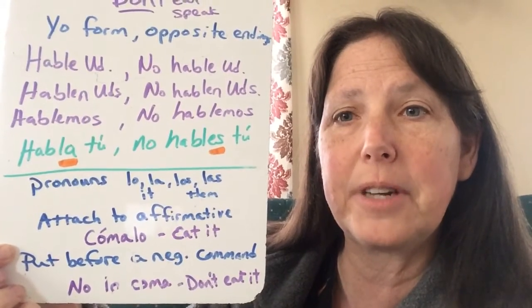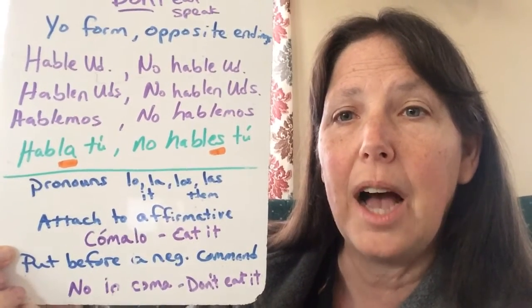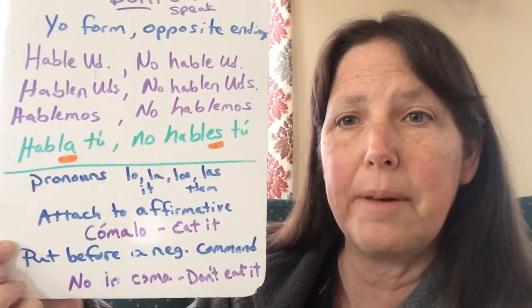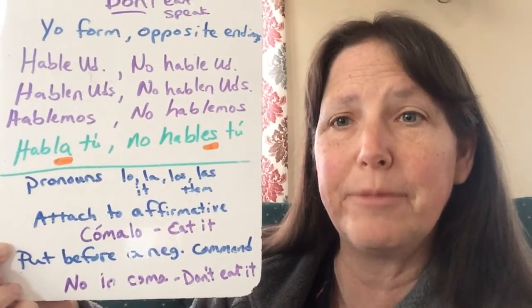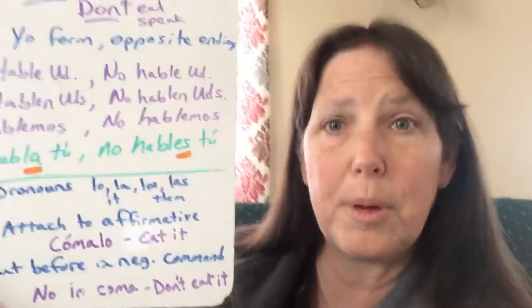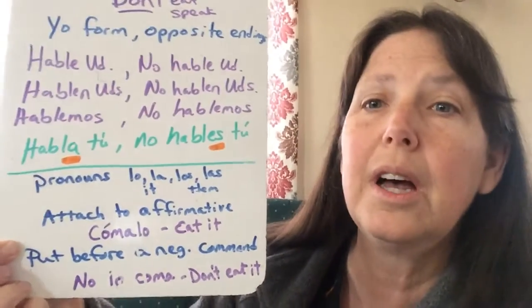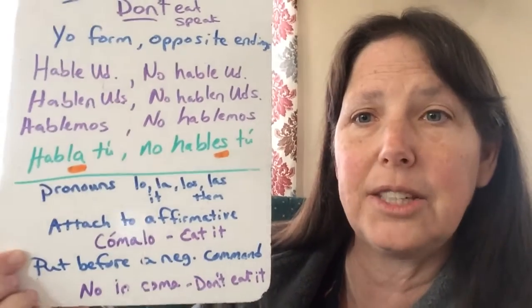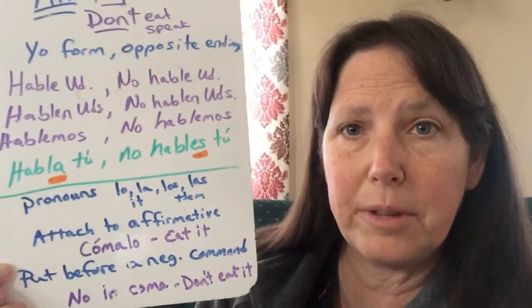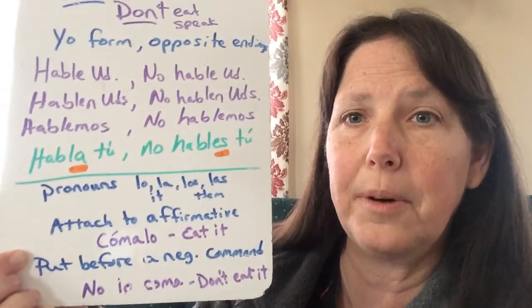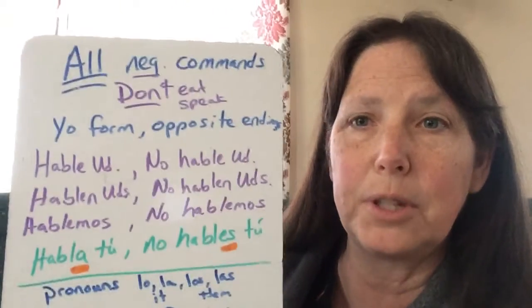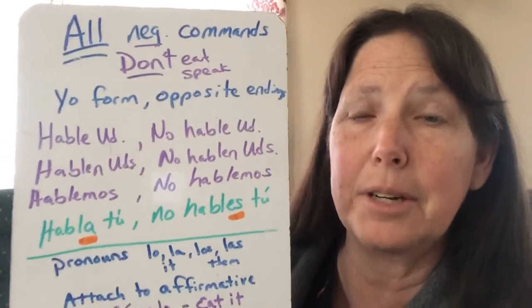When it's an affirmative command, you attach it. So cómalo, eat it. When it's a negative command, you put it before. So no lo coma. And it doesn't matter for those whether it's usted, ustedes, tú. You do the same thing. So you attach it to the affirmative, you put it before the verb in the negative, so between the no and the verb. The main thing really that I'm interested in for the quiz is going to be doing the negative commands.